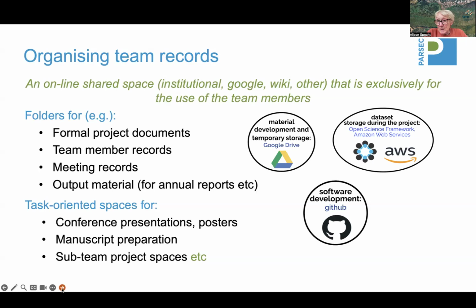Folders, for example, formal project documents. The people who submitted the project see the project document, but the people who are party to it haven't, except via maybe an email that went around and they've lost that. So having a folder in which you have formal project documents means you can say, oh, well, we said we'd do this. Look at the successful proposal. It's there for everyone to read.